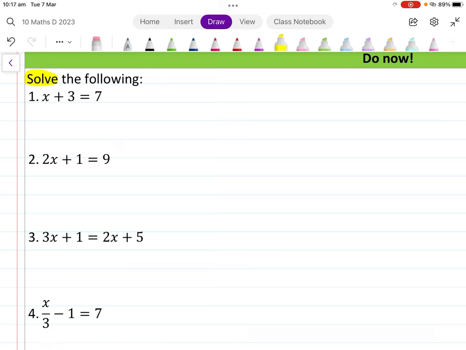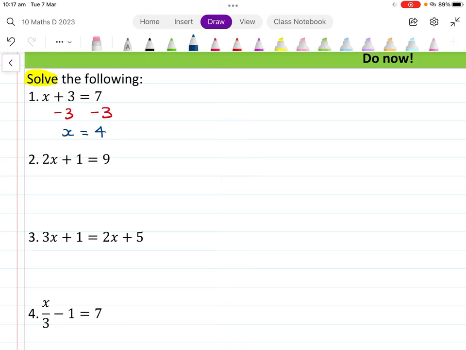For the first one here, we have a simple one-step equation which says x plus 3 equals 7. So we want the x to be by itself, so we need to remove the plus 3 by doing the opposite operation. So we need to minus 3 from both sides. That leaves us with x equals 7 minus 3 is 4.